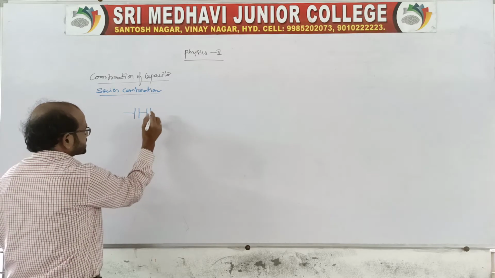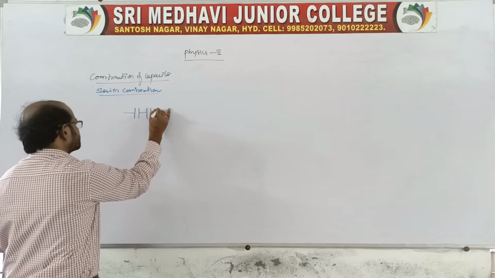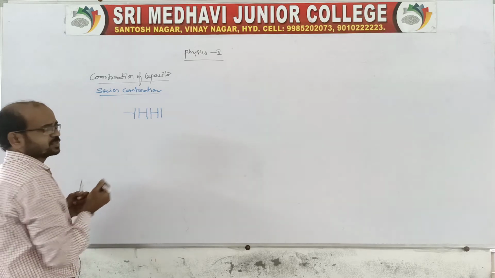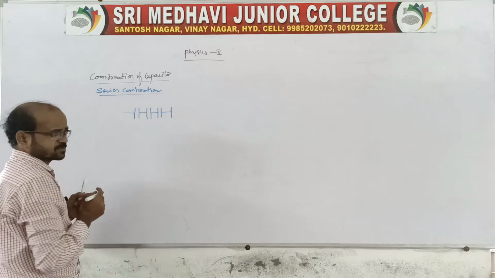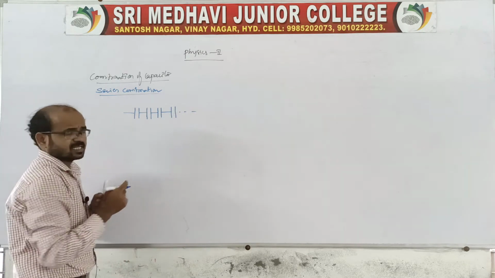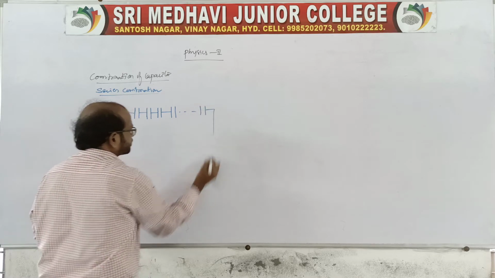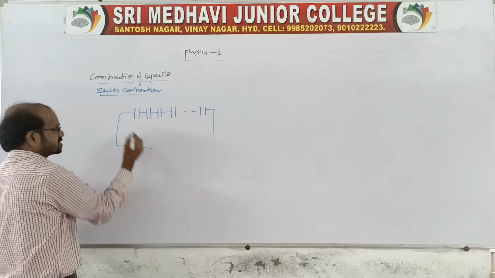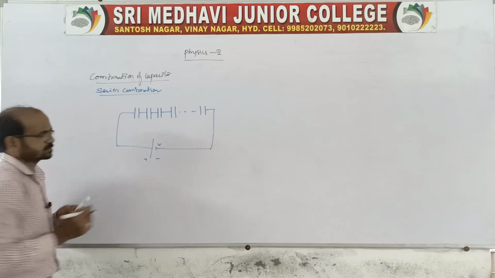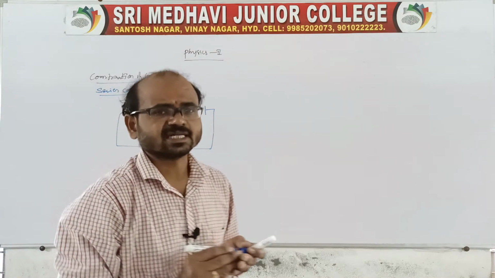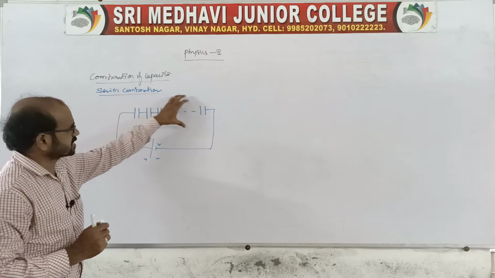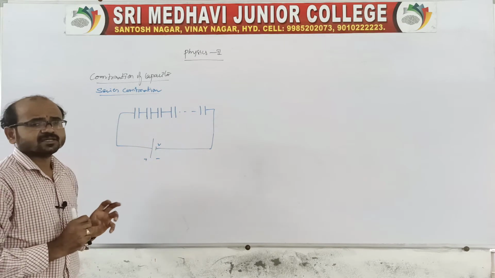Here the second capacitor's second plate is connected to the third capacitor's first plate, and the third capacitor's second plate is connected to the fourth capacitor's first plate. Like this it is connected one after another, and so on. The final capacitor's second plate and the first capacitor's first plate are connected to the opposite terminals of a battery. This we can call series combination, right?